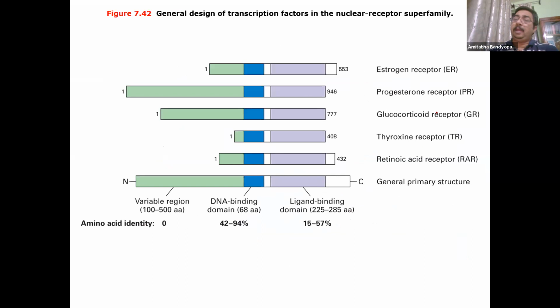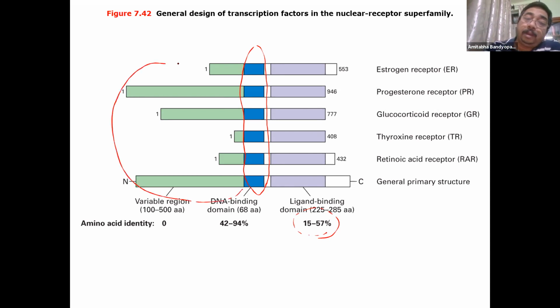And there are various types of nuclear hormone receptors known: estrogen receptor, progesterone receptor, glucocorticoid receptor, thyroxine receptor, etc. Notice a very interesting thing. The DNA binding domain for all of these receptors is very similar to each other. The amino acid identity is roughly between 42 to 94%. The ligand binding domain, obviously the ligands are very different from each other, so there the identity is much less. But the activation domain varies completely from each other.